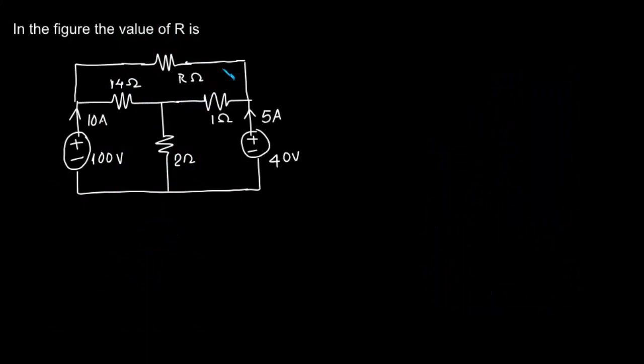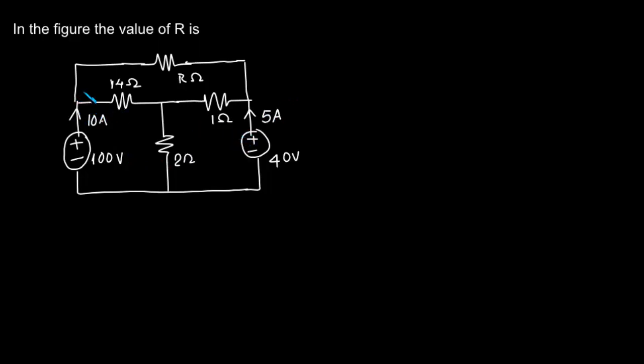So we are asked to find out what is the value of this resistance R. Now, this question is a bit tricky. We are given the value of these two currents through the voltage source.